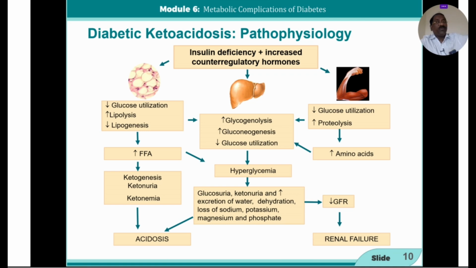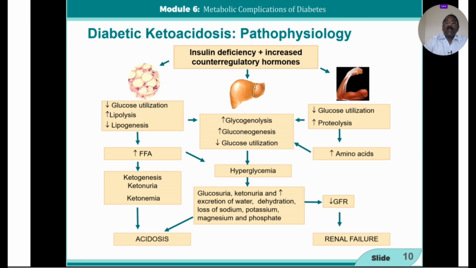Now we will concentrate on the fat. As insulin is deficient, what will happen to glucose utilization in the fat? That will be reduced, because insulin helps in the entry of glucose into the fat cells. So there will be decreased glucose utilization. Insulin causes lipogenesis; insulin deficiency causes lipolysis. So there will be reduced lipogenesis and more and more lipolysis. More lipolysis means more free fatty acids, and these free fatty acids undergo ketogenesis. So ketonuria or ketonemia will lead to acidosis.